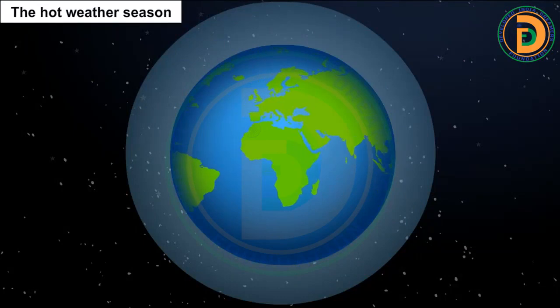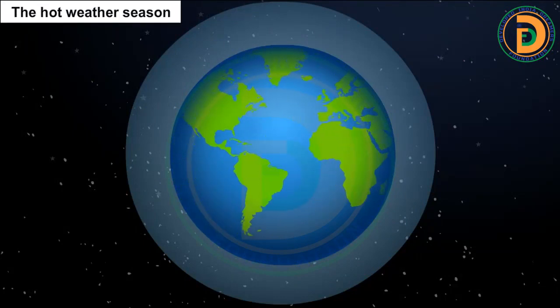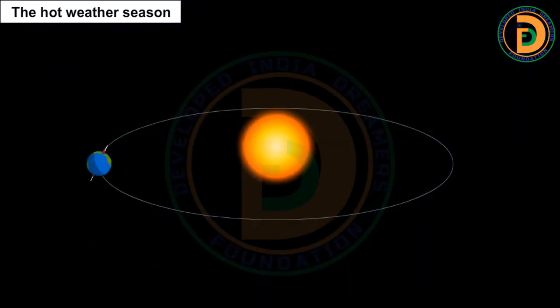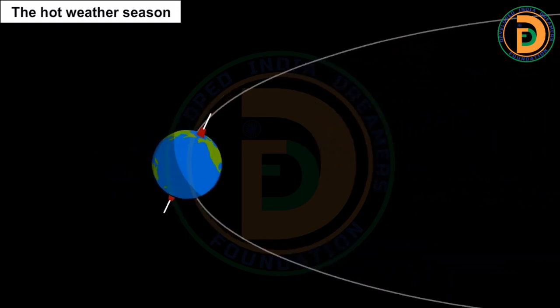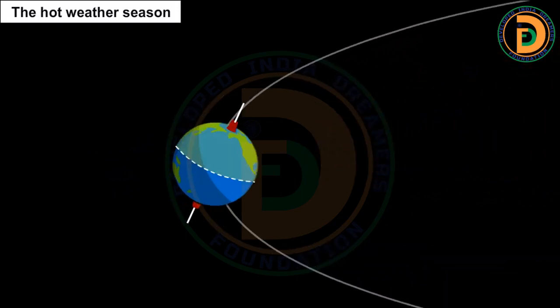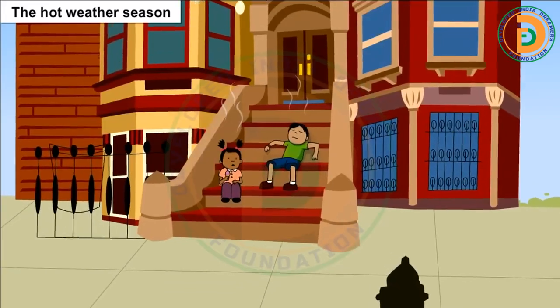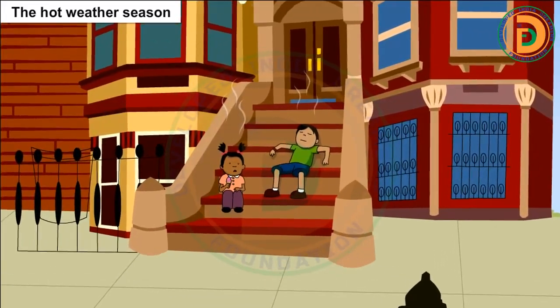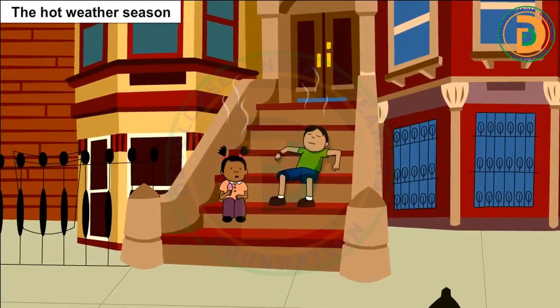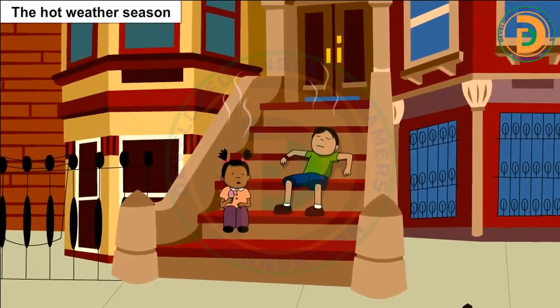The hot weather season. Due to the apparent northward movement of the sun, the global heat belt shifts to north, resulting in the hot weather season. March, April and May are the summer months. The temperature may vary from 32 degrees centigrade to 48 degrees centigrade in the northern plains.